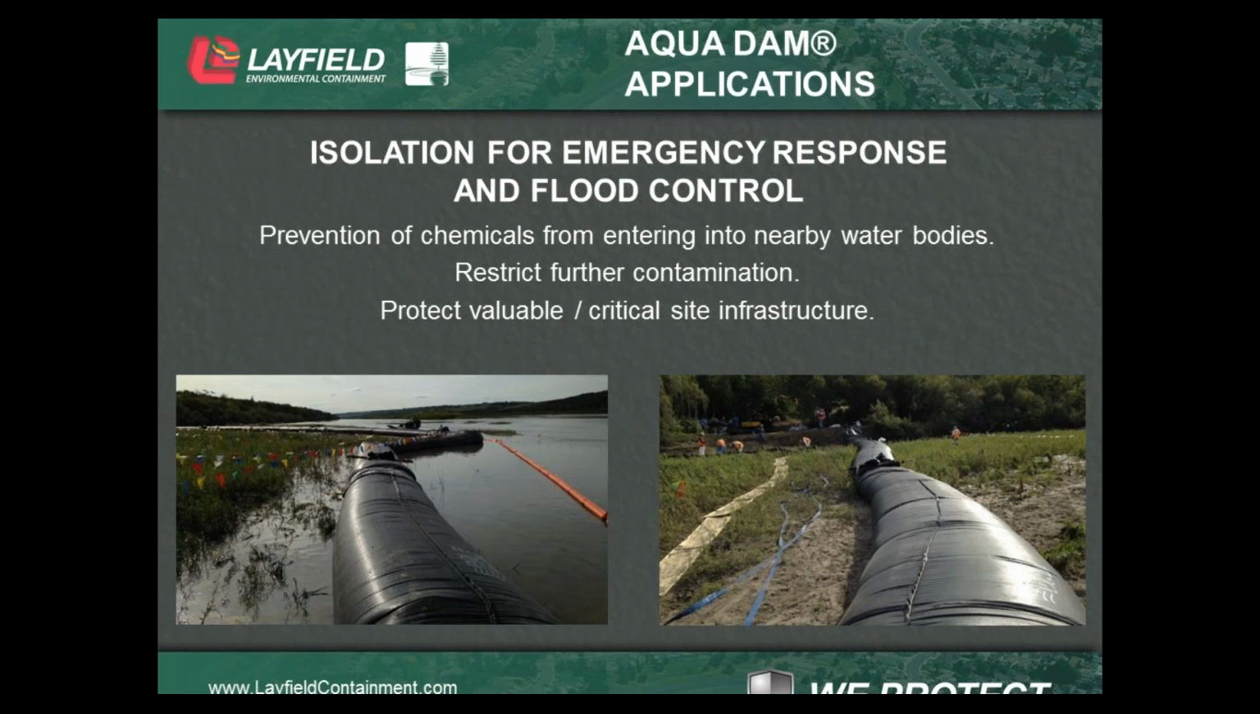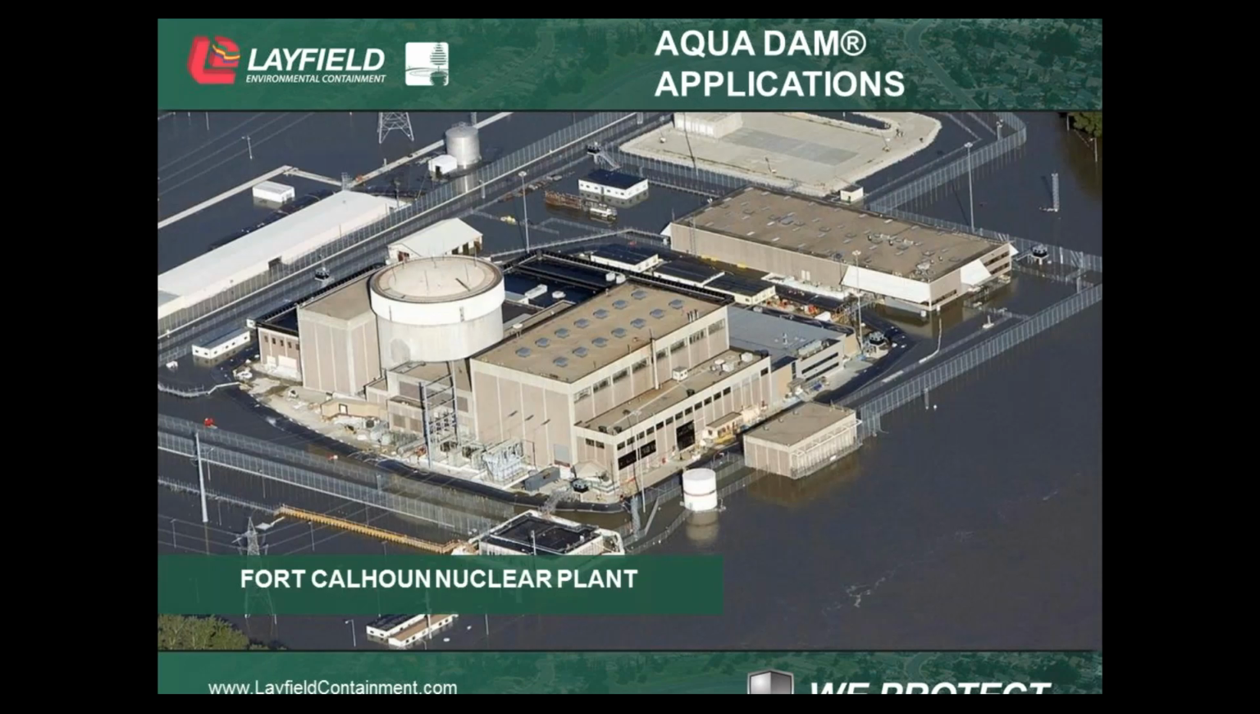In addition to that, you can use aqua dams in a flood control type of perspective to protect valuable and critical site infrastructure from flooding. Pump buildings, pump shacks, manifolds, pump stations, and even to some degree tank farms. Even though they have dikes around them, generally speaking, you could utilize an aqua dam to prevent flooding from occurring or from hindering that operation.